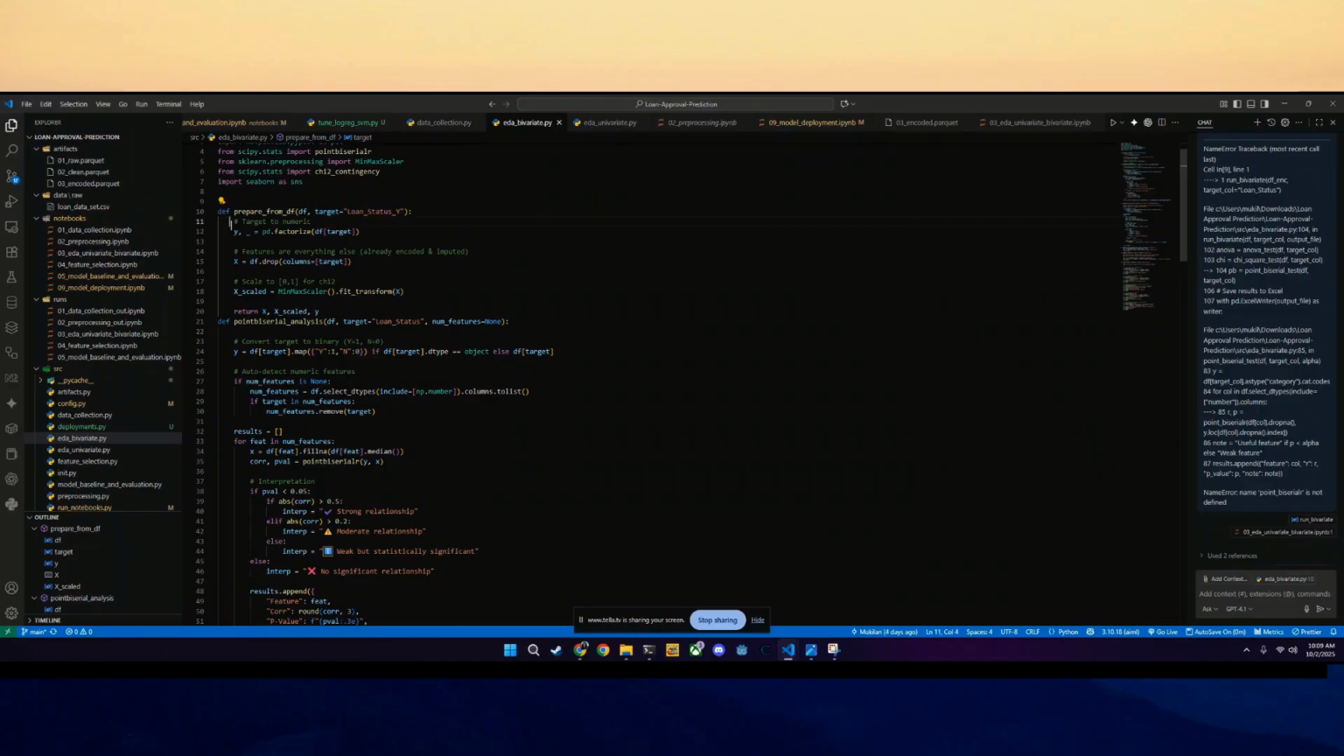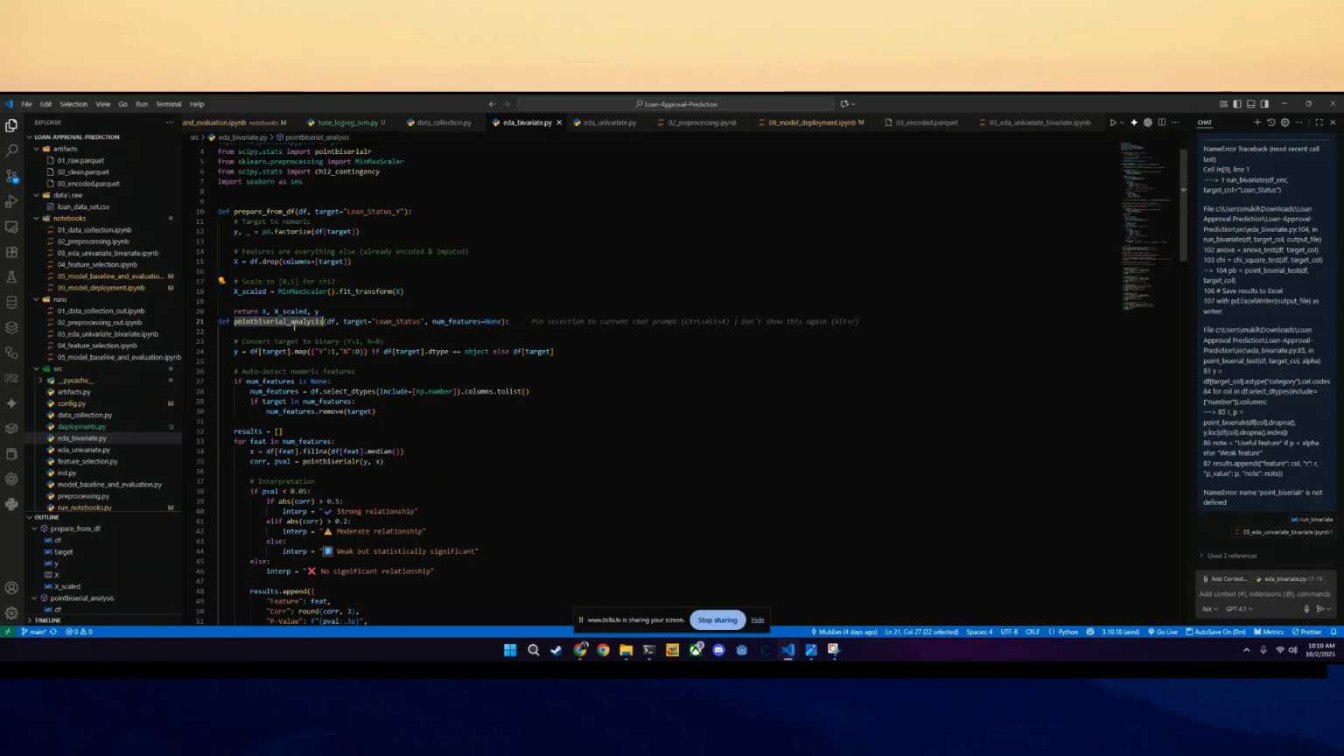First, I am converting all the categorical columns into numerical, and I'm dropping the target variable, and I'm using the MinMax scaler. The reason for that is the machine learning algorithm should not give more importance to the higher values. So that's why we are using the MinMax scaler to standardize the values. And I'm returning X scaled and y.